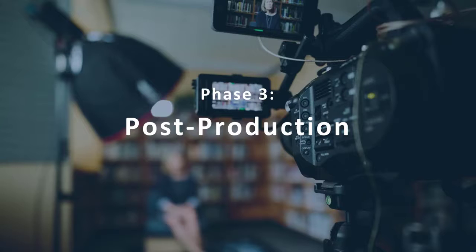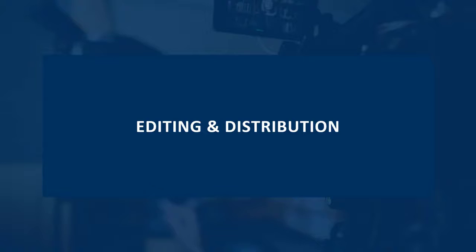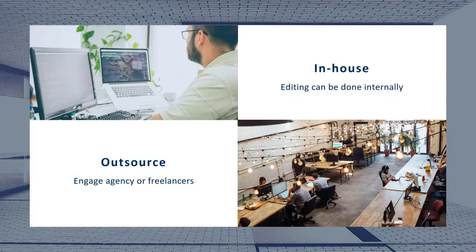Now, once you have finished with the production of the video, then that's where you go into post-production. There are two key aspects when it comes to post-production. Basically, they are editing and distribution. When we talk about editing, it's the process of putting all the videos that you film into a finished product.